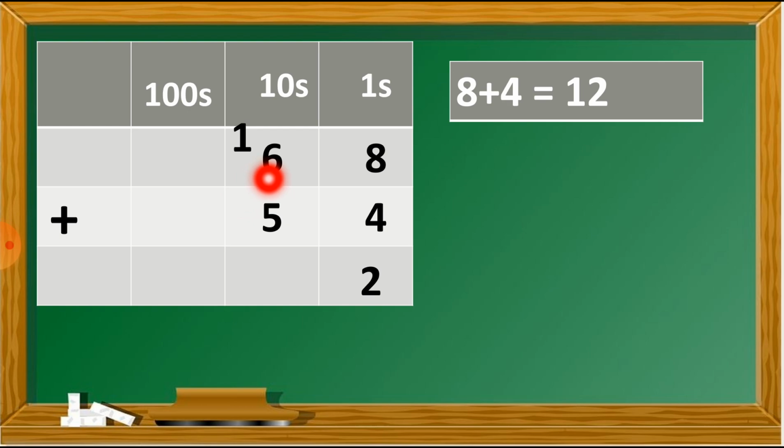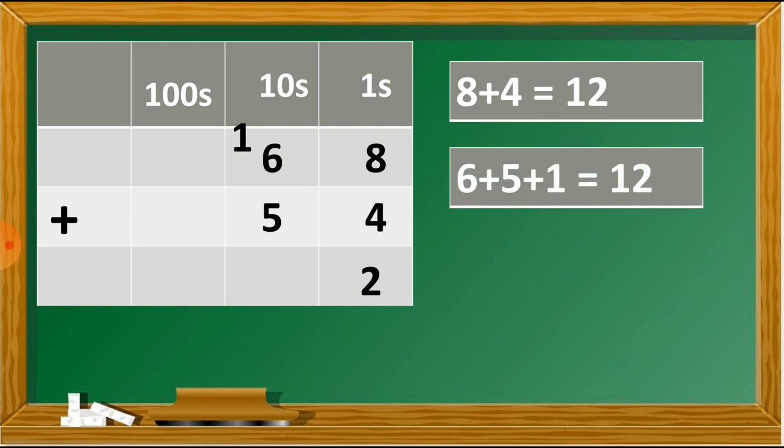Now let's add the tens column. So here is 1 plus 6 plus 5. So students, here we have to add these 3 numbers in the tens column. This way you can see 6 plus 5, and this 1, which is the carry forwarded number, we have to add in the tens column. So the answer will come is 12 again.